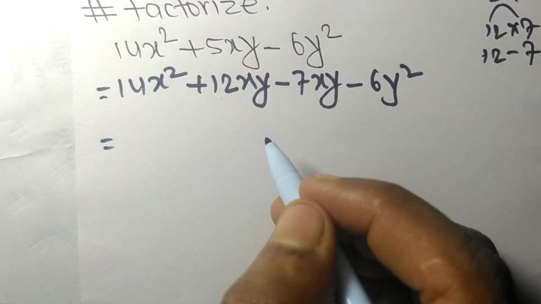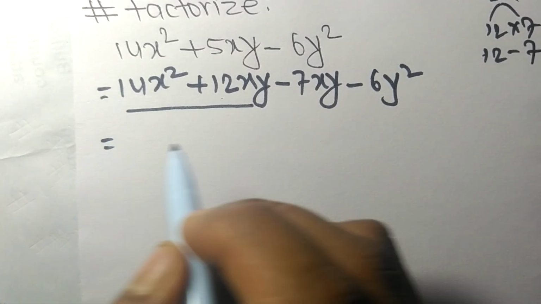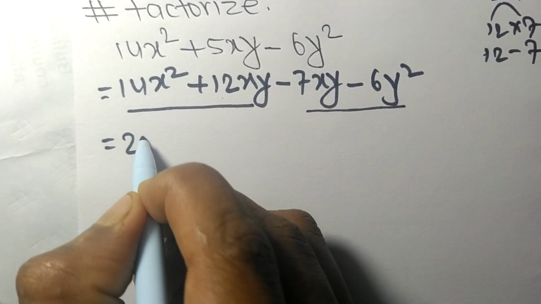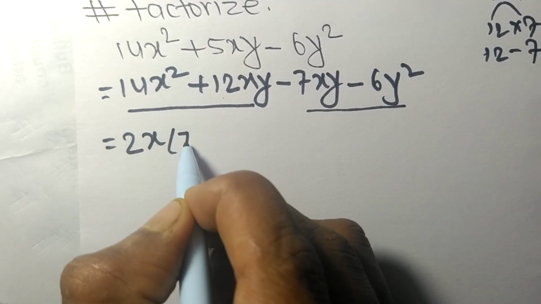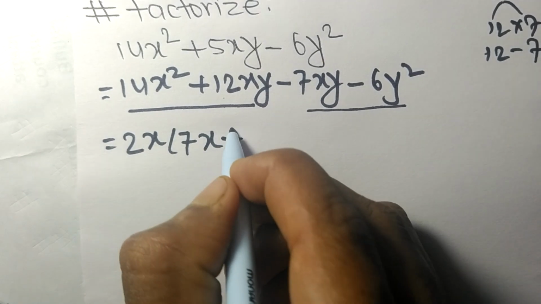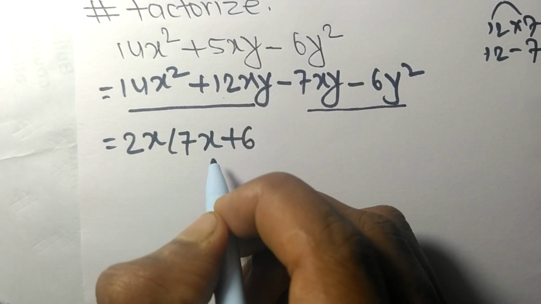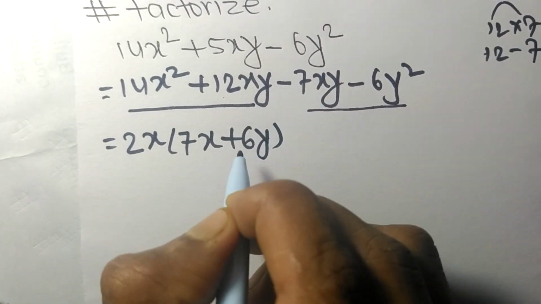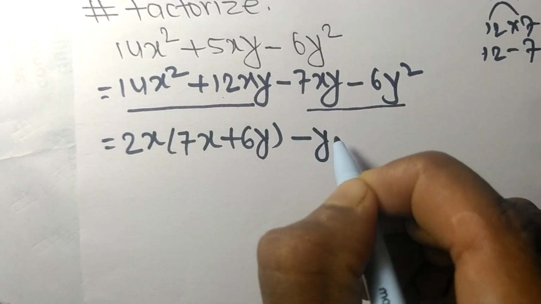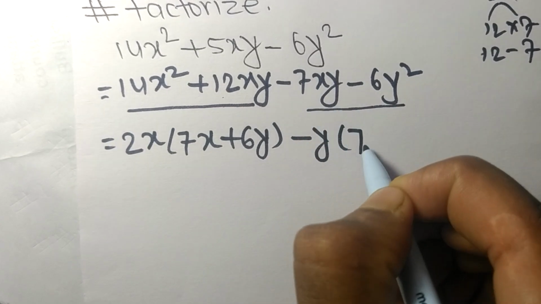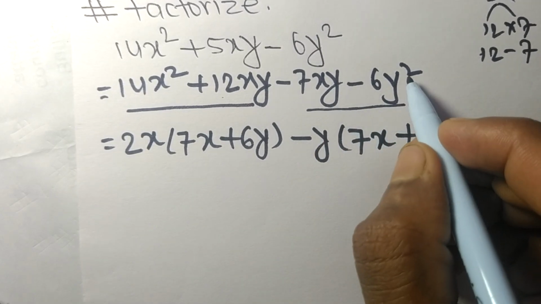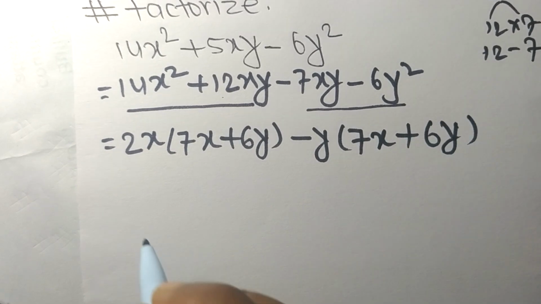Now we find the common factor in the first two terms and in the last two terms. Common here is 2 and x. So 2 times 7 is 14, one x already came, remaining x, plus 2 times 6 is 12, x already came, remaining y. Common in these last two is minus and y. So remaining here is 7x, already came, plus 6, one y came, one y remaining.